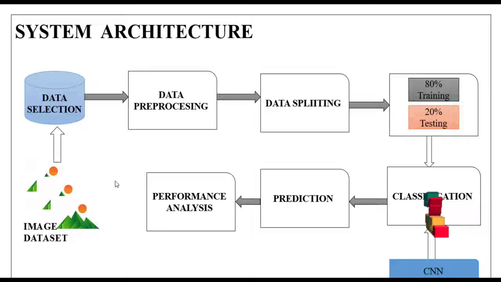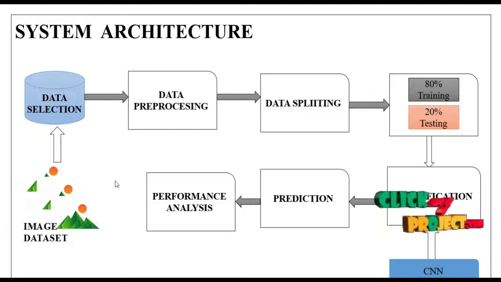First, we have used the image data set. Here we use the Food-101 tiny image data set, and from that, the first module is data selection. Next module is data pre-processing, and then data splitting. In data splitting, we split the data into training and testing data at a ratio of 8:2. Next module is the classification.